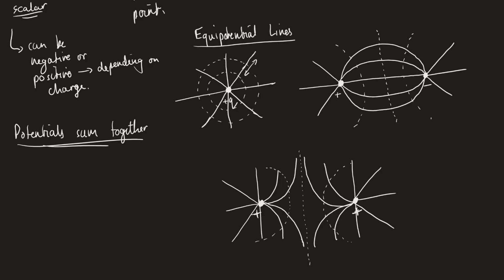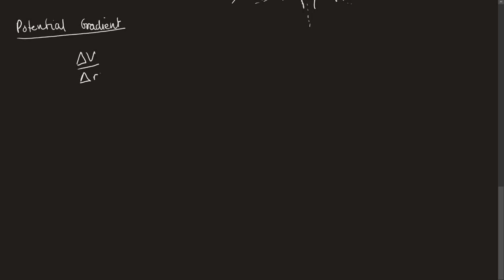Then the final thing that we need to also specify now is, what about a potential gradient? What if we want to then change potentials? How well could we do that? If you remember, a potential gradient for gravitational fields, we said it was the change in potential divided by the change in the distance, and we said we could draw a graph for this.